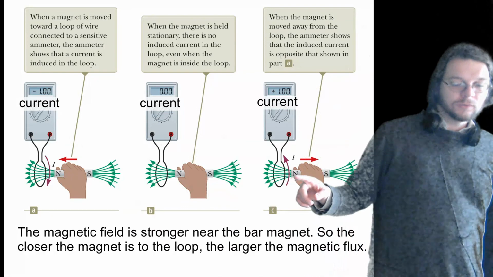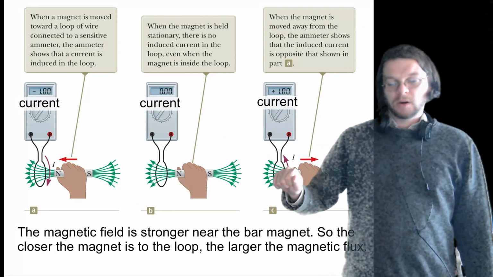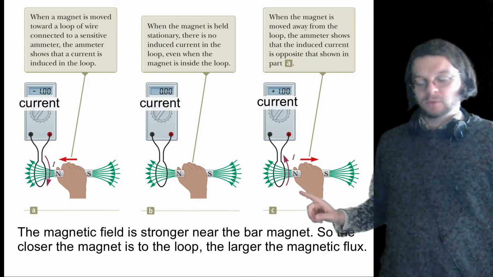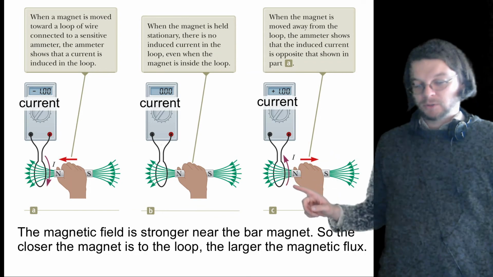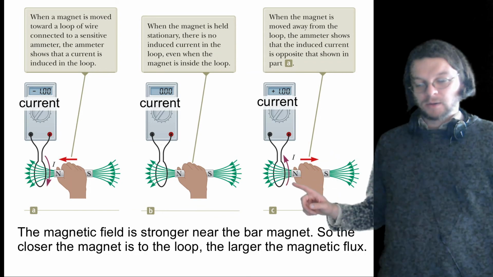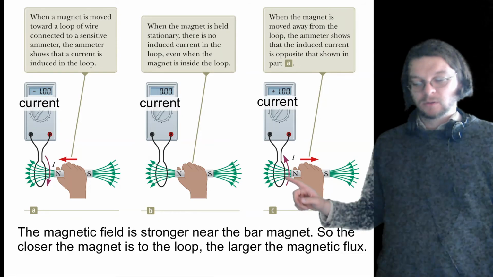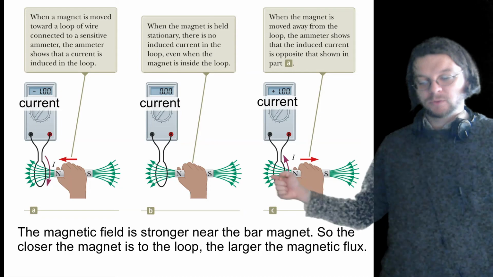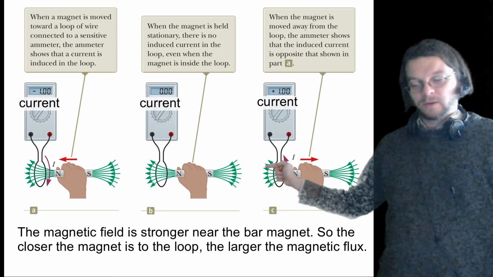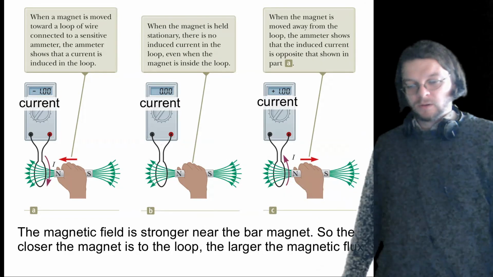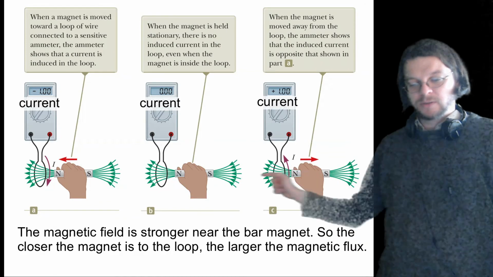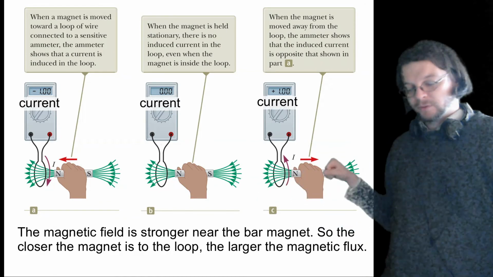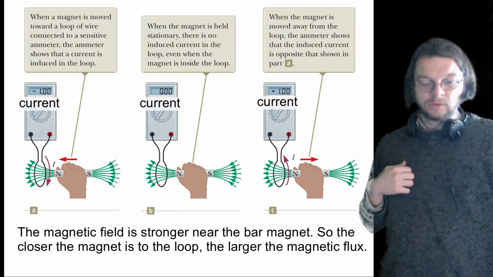But interestingly, if you pull the bar magnet away from this thing, it will induce a current in the opposite direction, which will produce a current in this direction, which will make a magnetic field this way. So it'll try to strengthen the magnetic field that's inside of this thing as the magnetic field is decreasing, which is interesting.